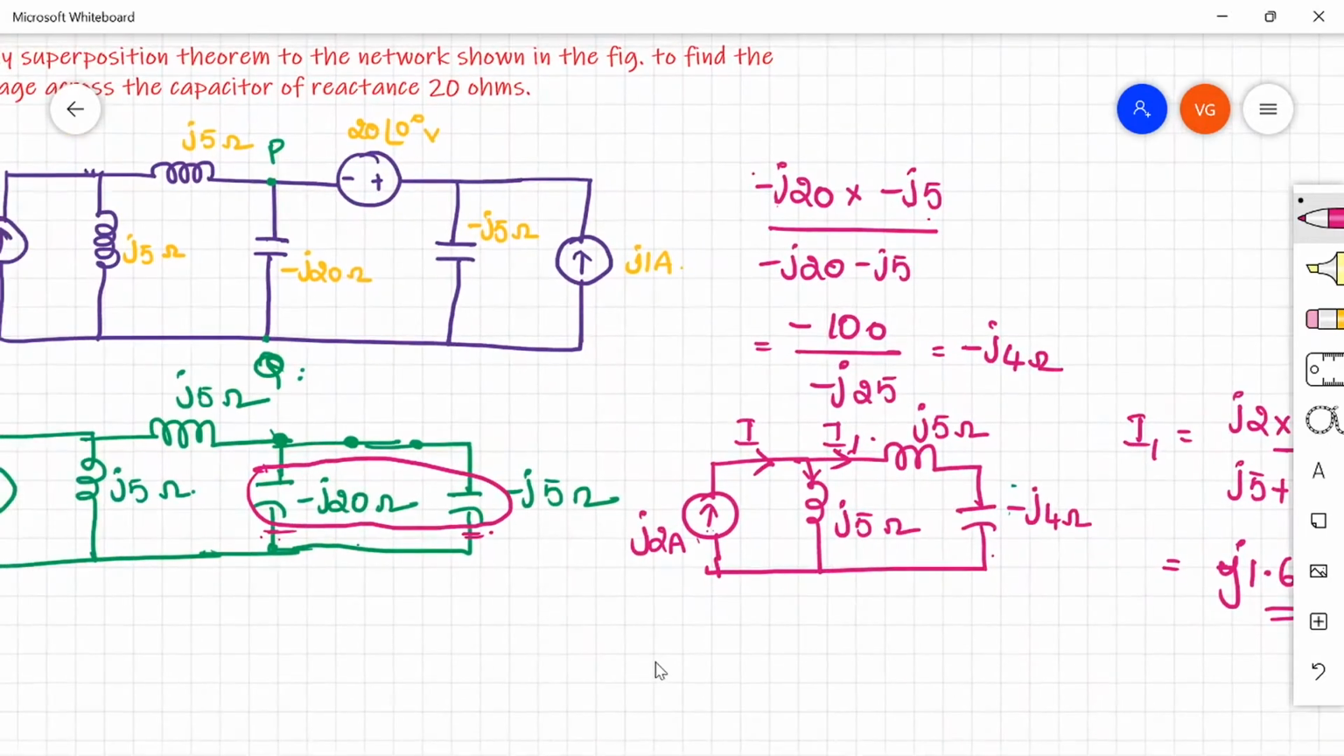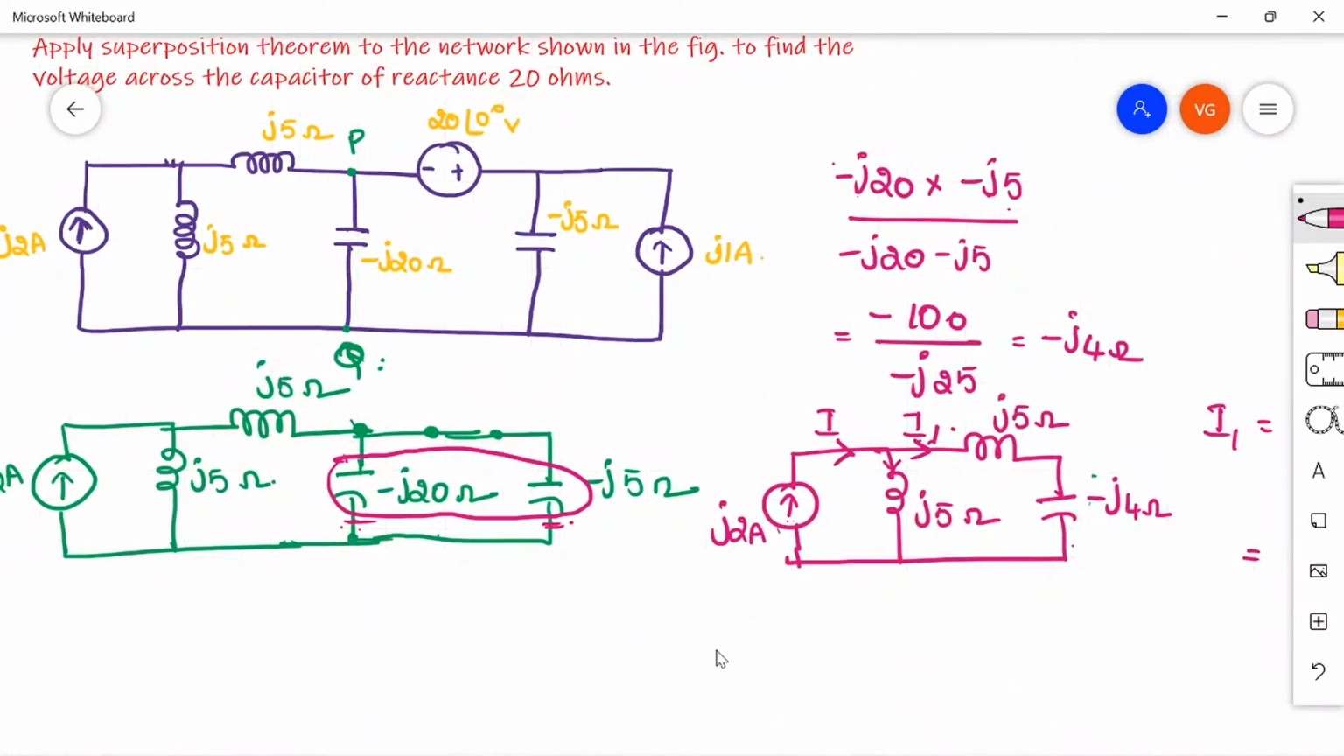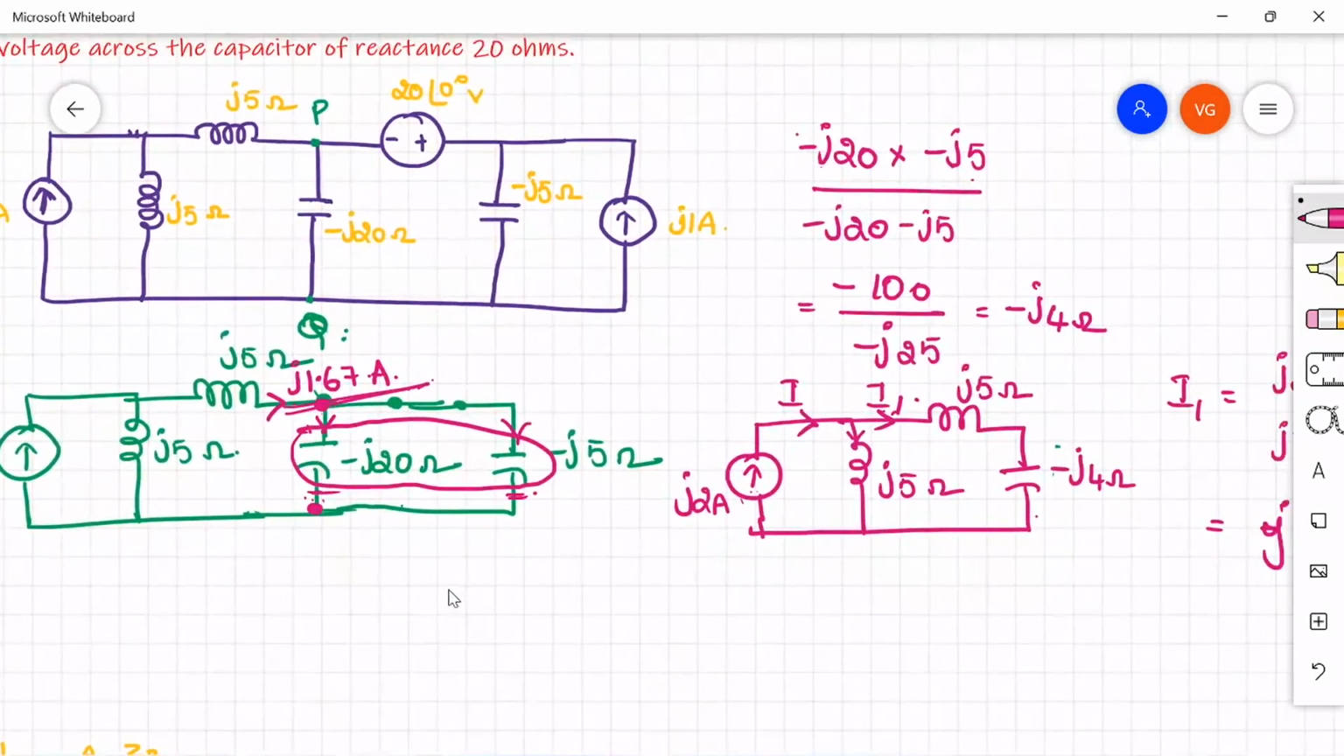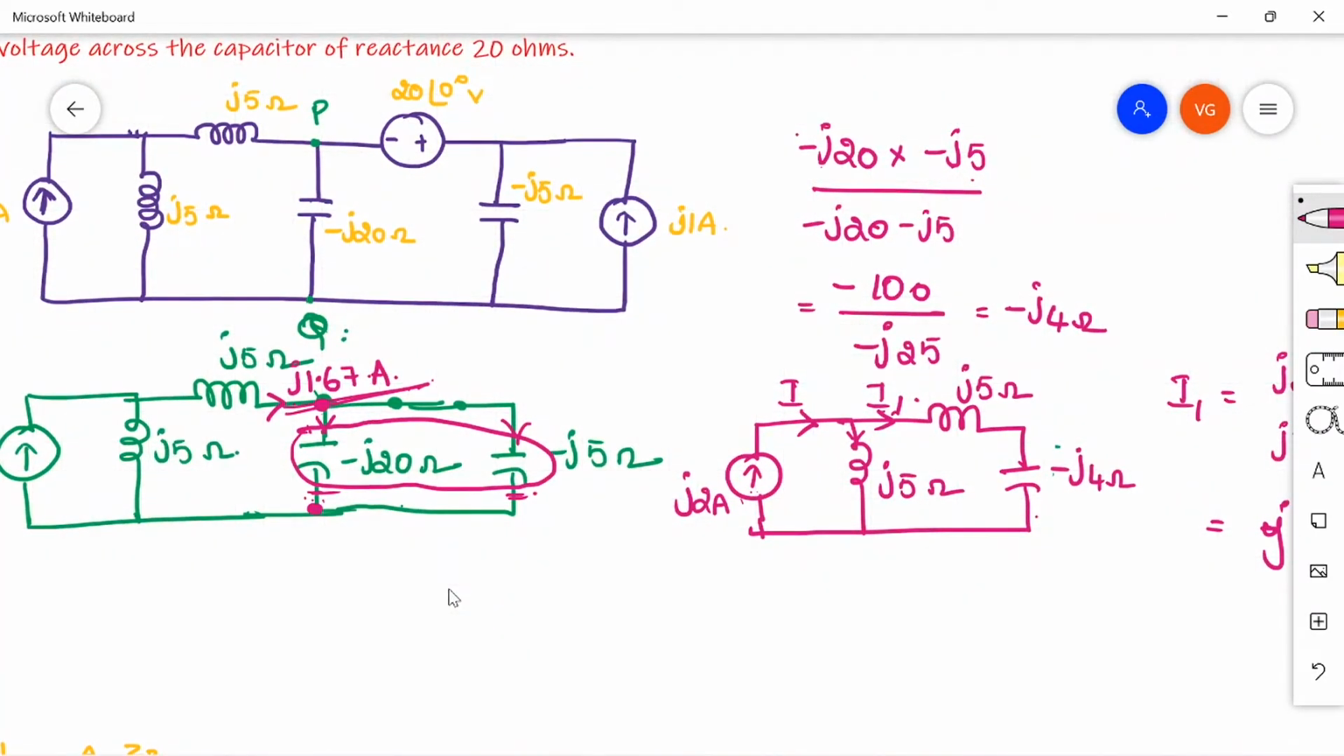So if you see here, the current that is coming here on j5 is j1.67 ampere. So as we need the current that is flowing through minus j20, this j1.67 is divided between these two branches, that is minus j5 and minus j20. So again you do the current division rule here to find out the current in the PQ branch. So as we are considering the first source, let us call this I dash.